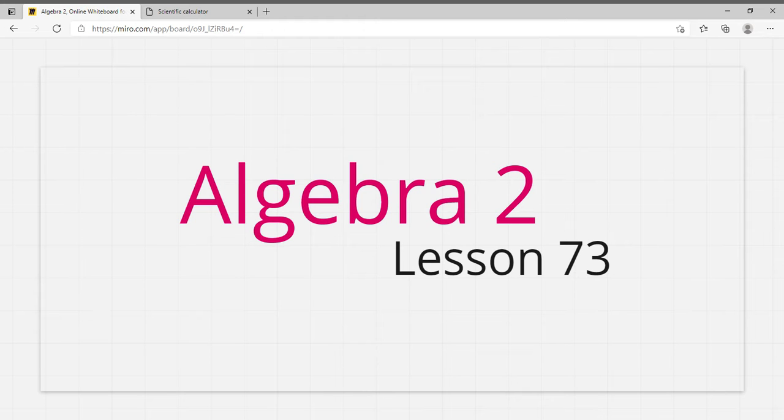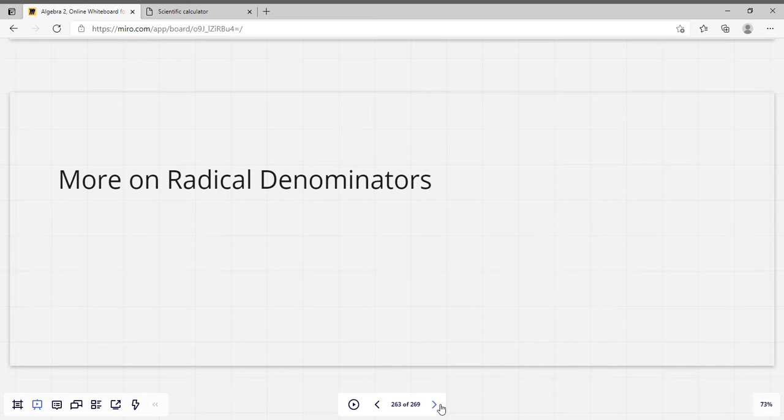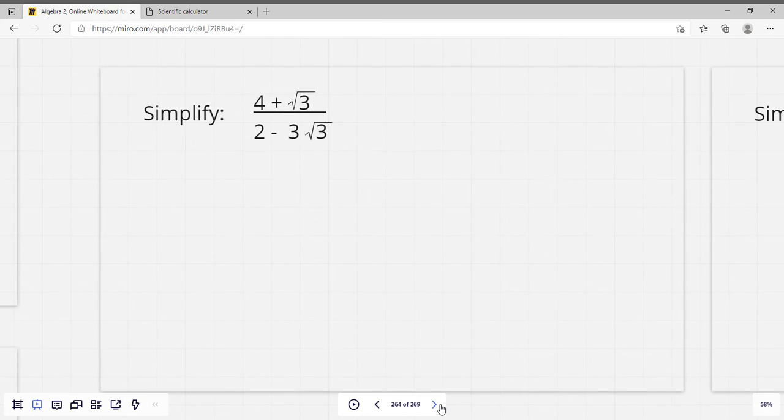Hi everybody, this is lesson 73, Algebra 2, and in this lesson we're going to cover more on radical denominators. This is just like the problems that we've been doing with radical denominators, where we have to multiply by the conjugate to get rid of this denominator.